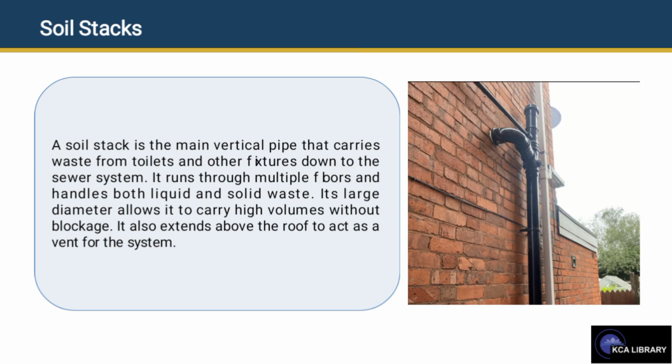So let's look at the first, a soil stack. This is the soil stack in the image. This is what it looks like. A soil stack is the main vertical pipe that carries waste from toilet and other features down to the sewer system. It runs through multiple floors and handles both liquid and solid waste. Its large diameter allows it to carry high volumes without blockage. It also extends above the roof. You can see that to act as a vent for the system.